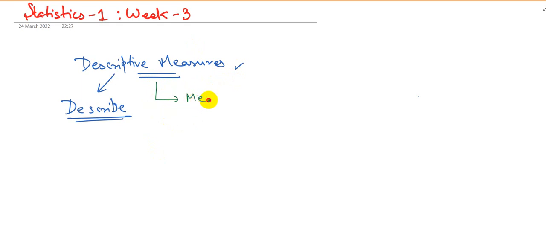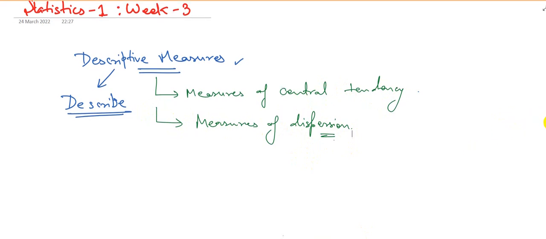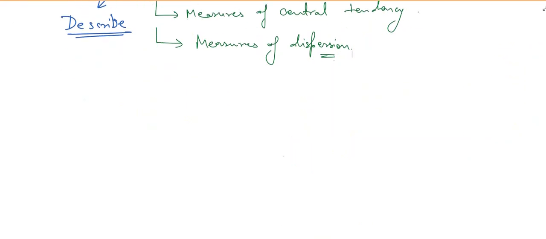The first ones are measures of central tendency, and the second one is measures of dispersion. There are two of these things, and let's start with measures of central tendency.